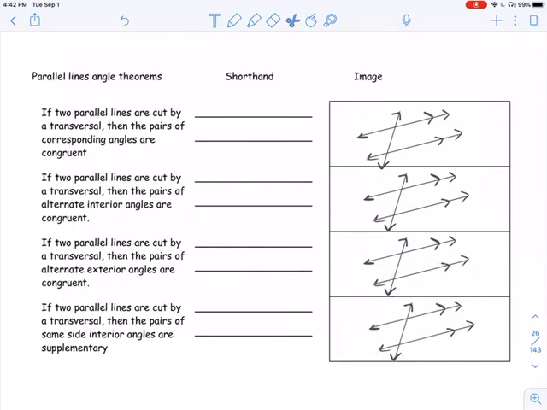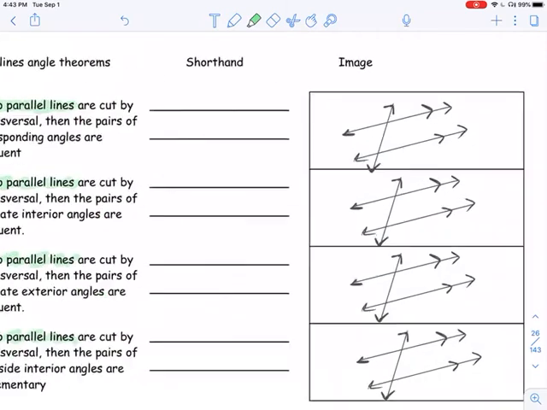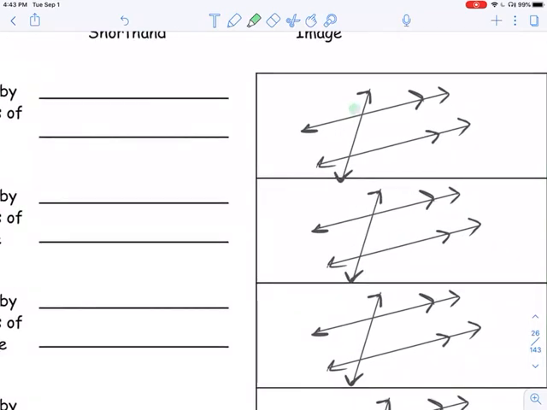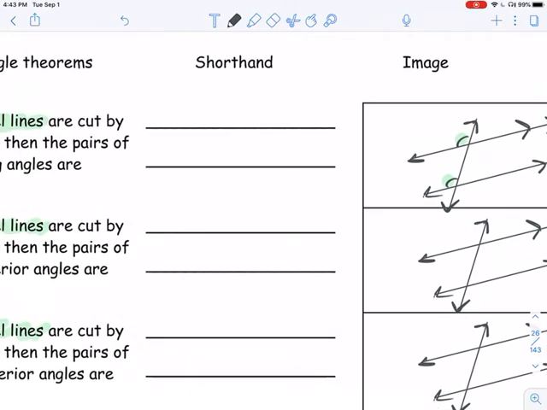Okay, and notice at the beginning of all of these statements is "if two parallel lines." So if two parallel lines are cut by a transversal, then the pairs of corresponding angles are congruent. So not only can I come over here and mark some corresponding angles, I can also mark them as congruent. Our shorthand version will be: if parallel, corresponding angles congruent.